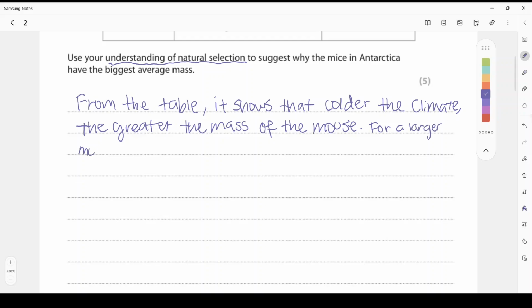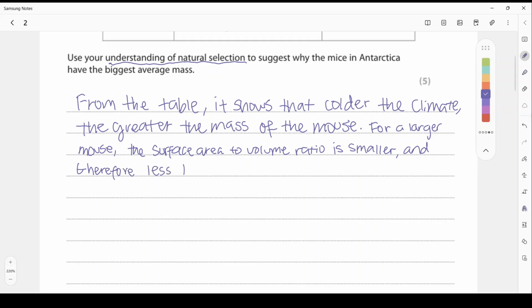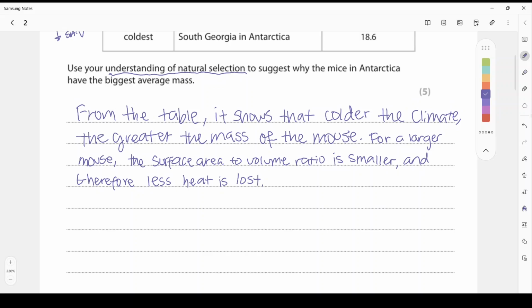For a larger mouse, the surface area to volume ratio is smaller, and therefore less heat is lost. So now we've got to link it back to natural selection because that's what this question is about.